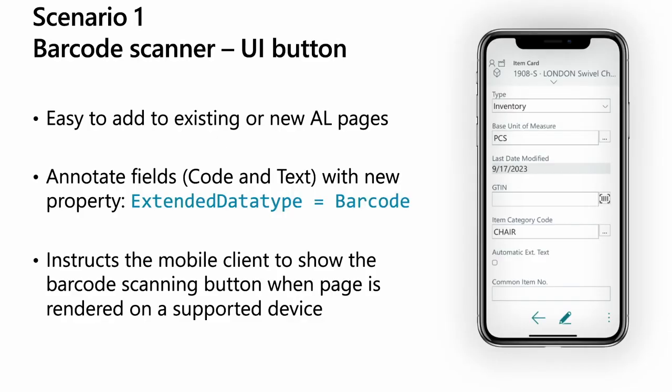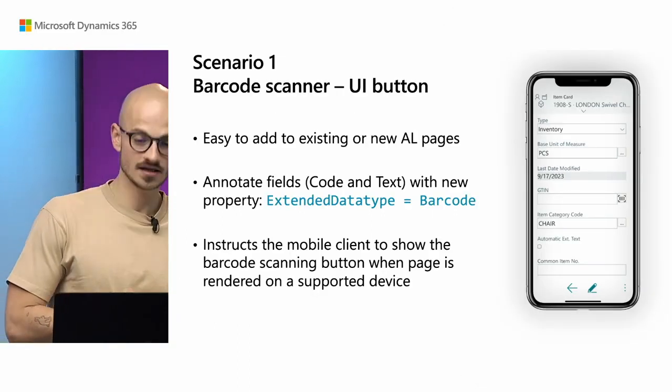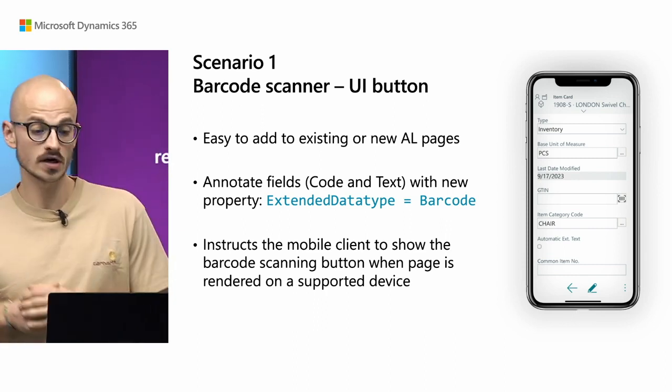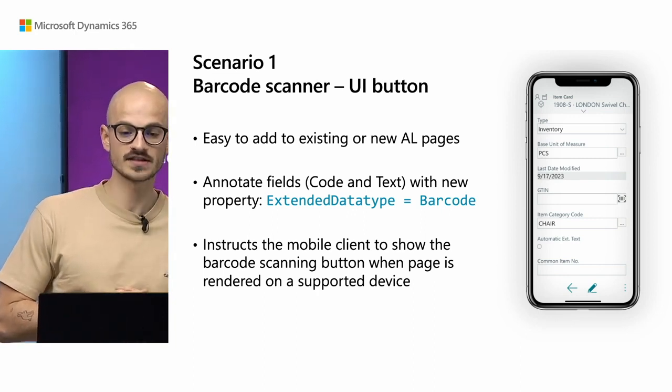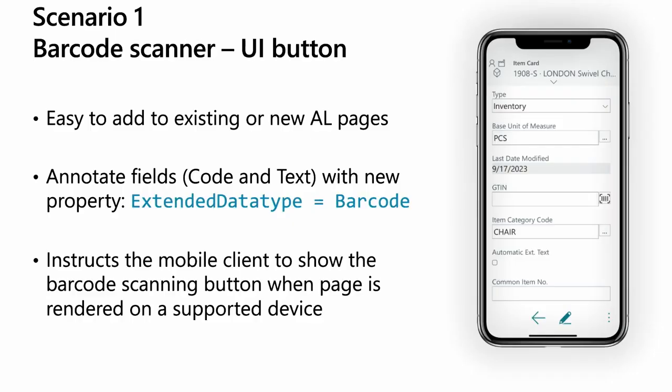Scenario number one consists of adding a UI button that acts as an action to trigger the camera barcode scanning functionality. It is really easy to add it to a page or a new AL page. All you have to do is to annotate a field of type code and text with the property ExtendedDatatype equals Barcode. Once you've done so, this will instruct the mobile client to show the barcode scanning button when the page is rendered on a supported device.